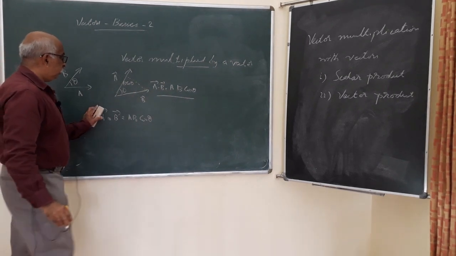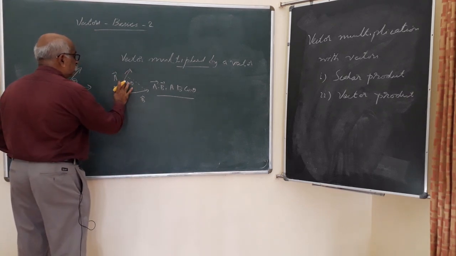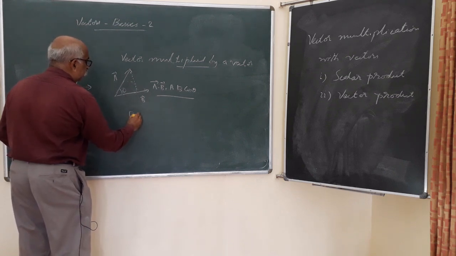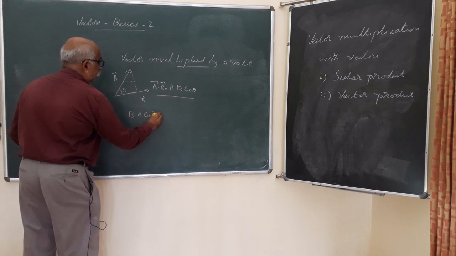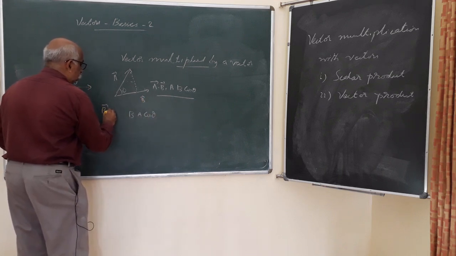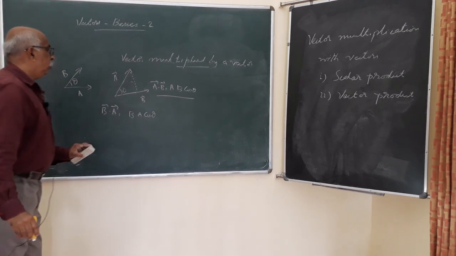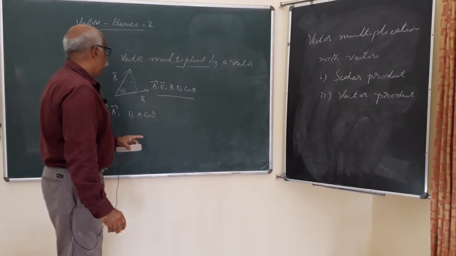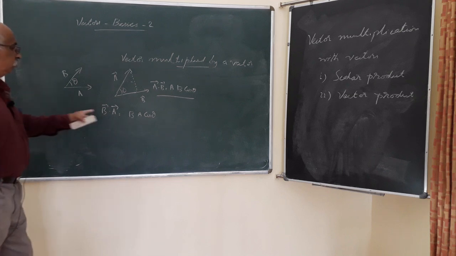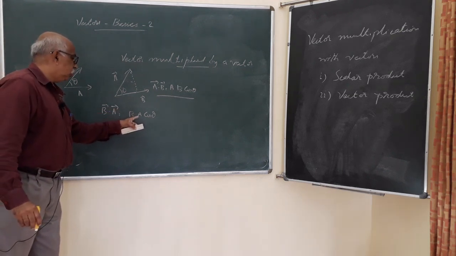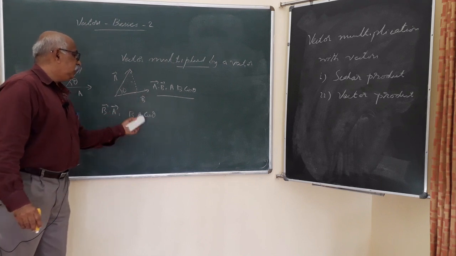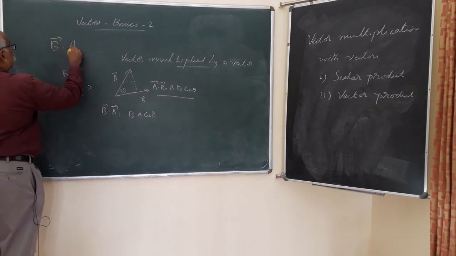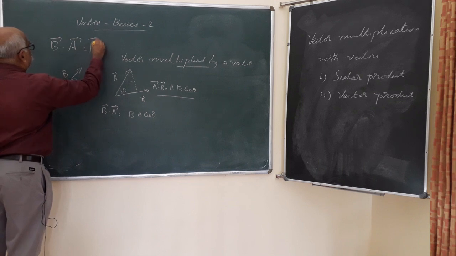You can also consider another projection. Instead of taking this projection, if you take a projection the other way, then what we get is B times A cos theta. Both are, this is B dot A. B dot A is equal to BA cos theta and A dot B is AB cos theta. That means both simple multiplications, AB and BA, are equal. Therefore, B dot A is equal to A dot B.